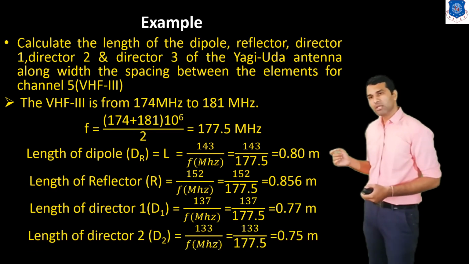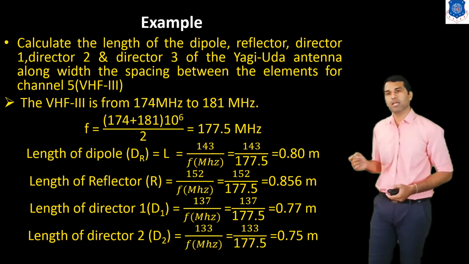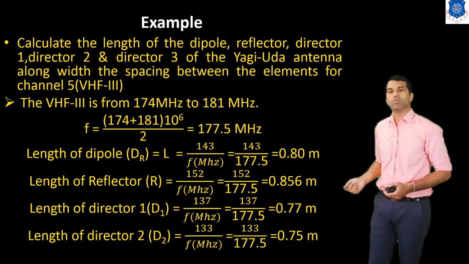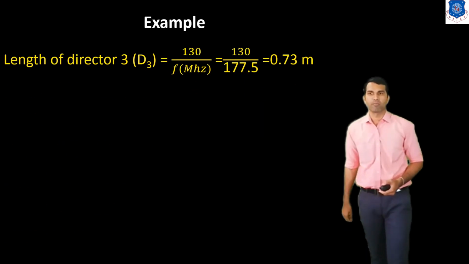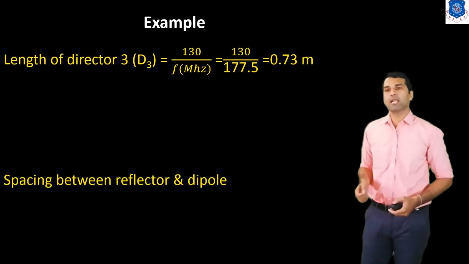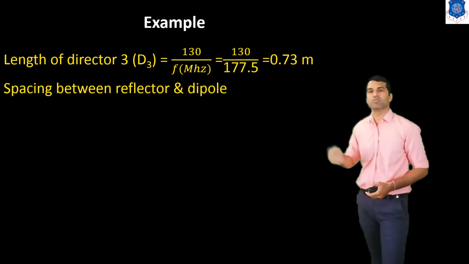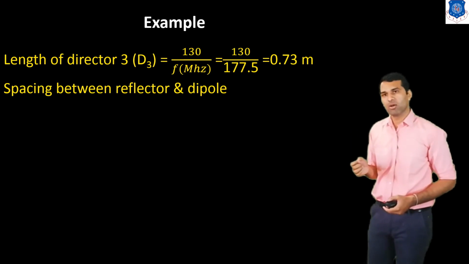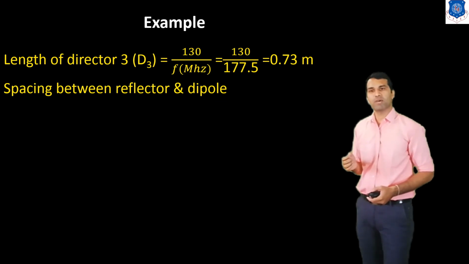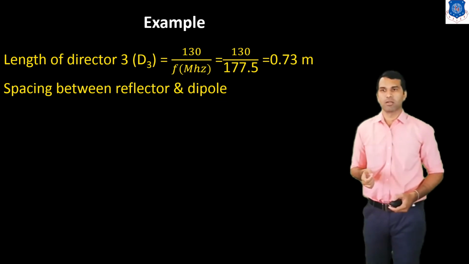So we get the first director length as 0.77 meter. And now we calculate the length of director 2. The equation for this is 133 upon frequency. So we get the length of director 2 as 0.75 meter. Now we calculate the length of director 3. We can calculate the director 3 length by using this equation, 130 upon frequency. So we have frequency 177.5, and director 3 length is 0.73 meter.